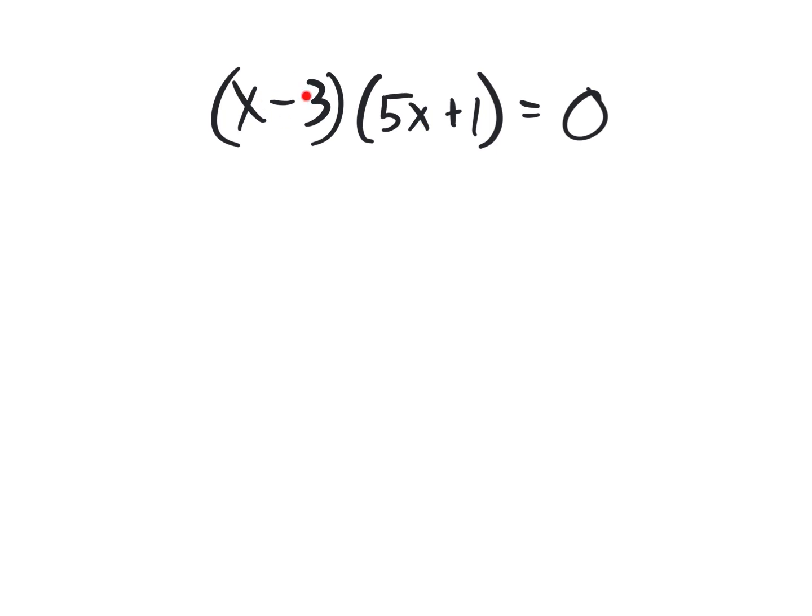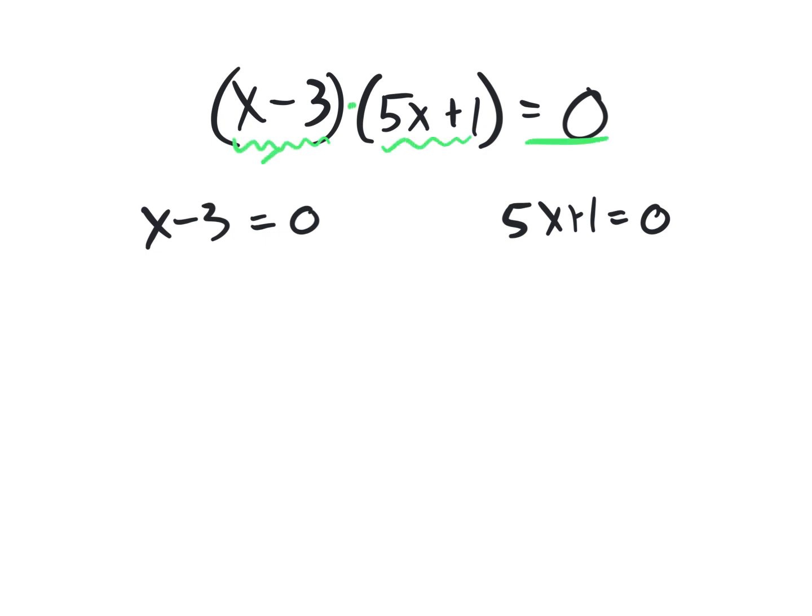Once you get to here where you have something times something equals 0, you could use a zero product property and say that the first something, the x minus 3, that could be 0. And the second something, the 5x plus 1, that could also be 0. Okay, so once again, zero product property says if you have something times something else and it equals 0, the first something could be set equal to 0 and the second something could be set equal to 0. So what ends up happening is you end up with two simple equations that you could solve.